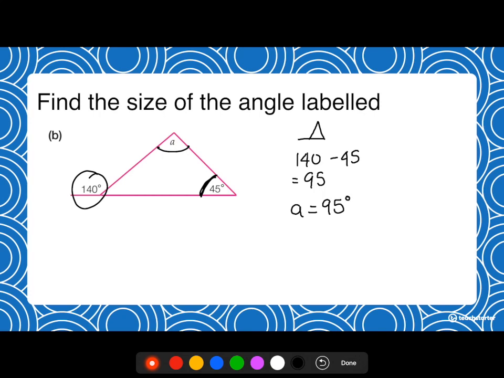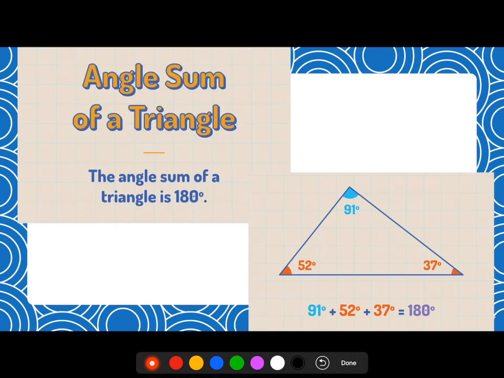So, a couple things to recap. Make sure you know your names of your different triangles. Remember that the sum of the angles is 180 degrees. And if we want to find the exterior angle, it's the other two angles added up together. I hope that helps you when you're working with triangles.